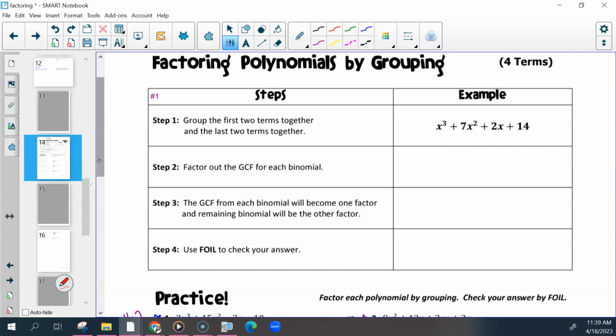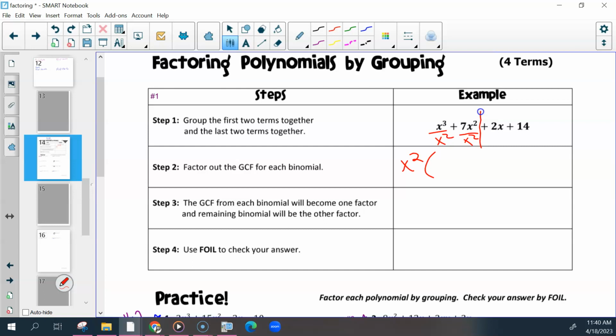So what you're going to do is group these together, the first 2 and the last 2. You can either use parentheses or just draw a line separating them. The sign of the third term goes with the second set of terms. Then we're going to look for the GCF on both sides, separately. What do these 2 have in common? X squared, the variable, yes. I'm going to put that on the outside. I'm going to divide both of these by x squared.